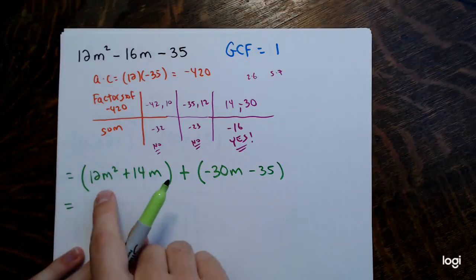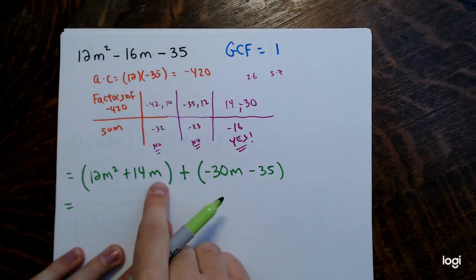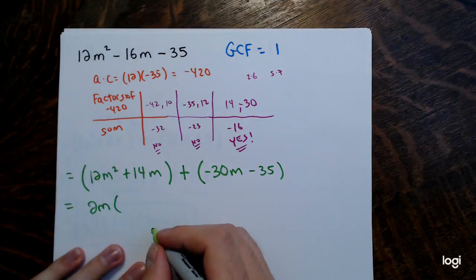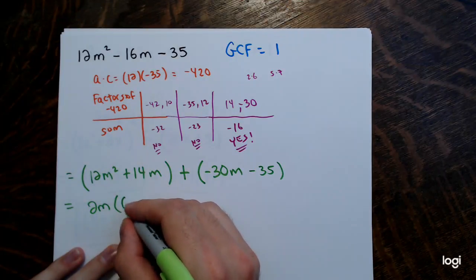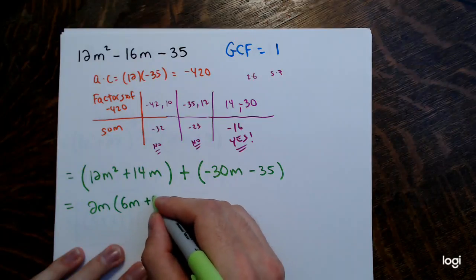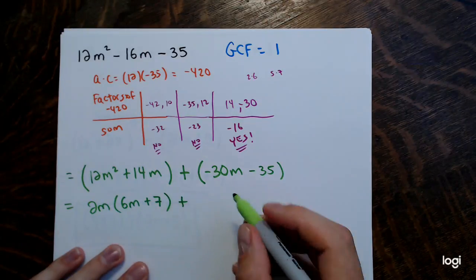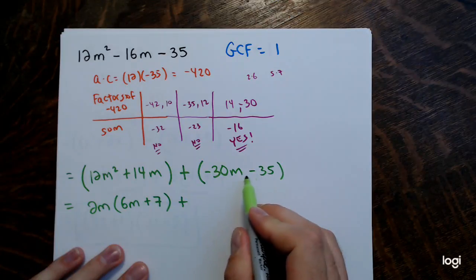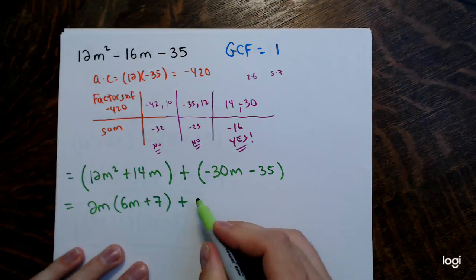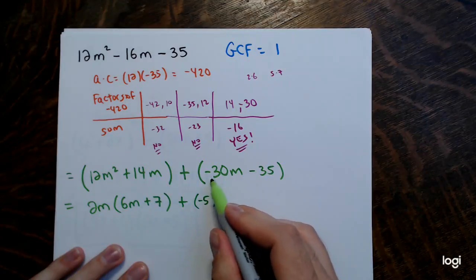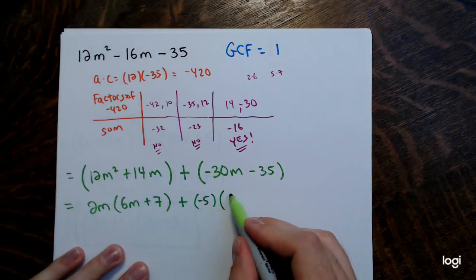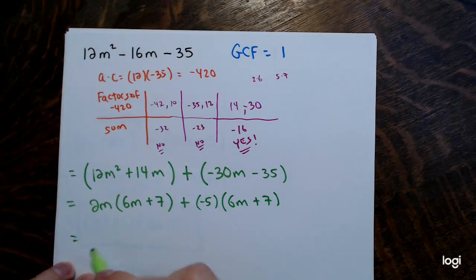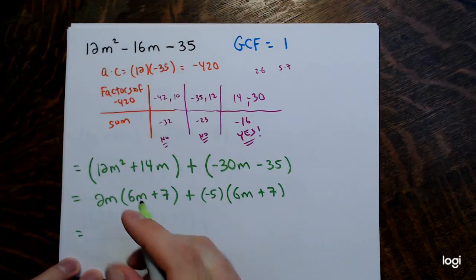All right, you factor the first half. These have 2m as a common factor. I remove 2m, and then that would be multiplied by 6m plus 7, plus, and then this next group, the greatest common factor is 5, but because the lead is negative, I'm going to pull out negative 5. When I remove negative 5, you have 6m plus 7 again, and hopefully you're seeing now the 6m plus 7 in common.